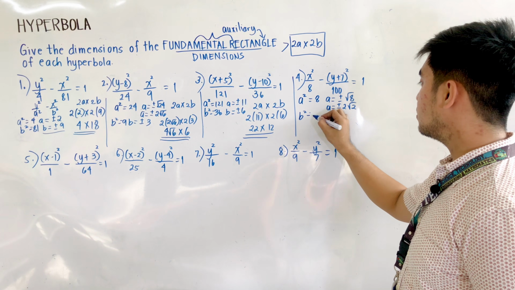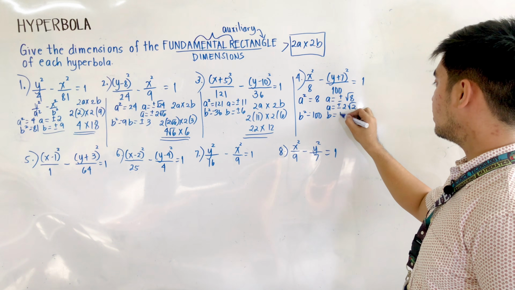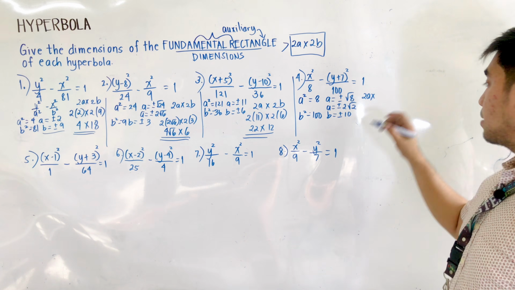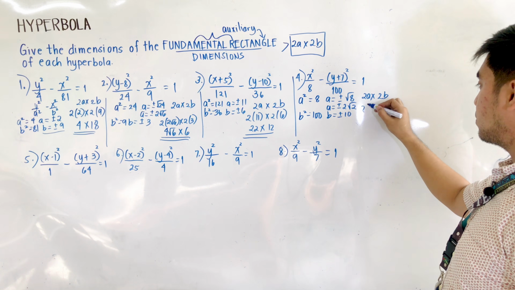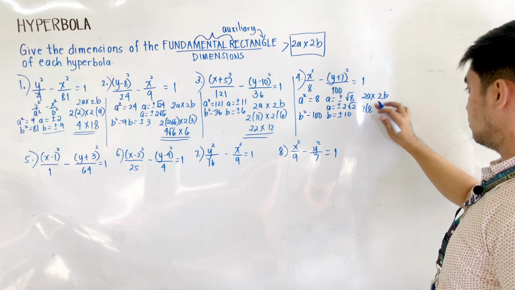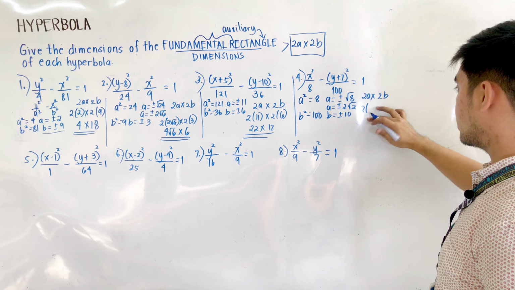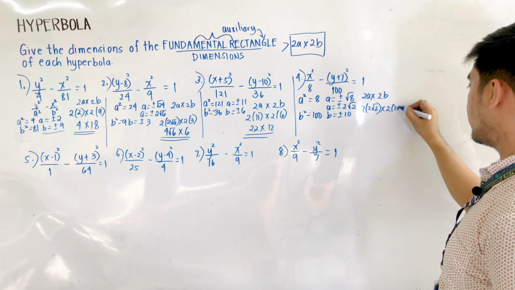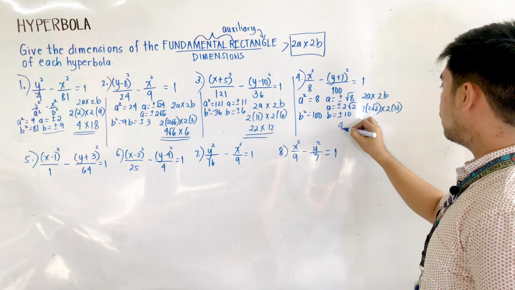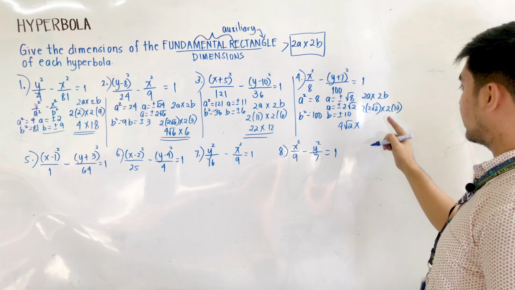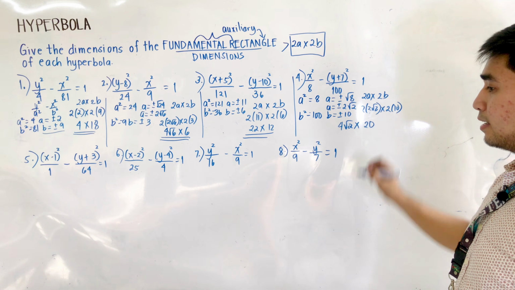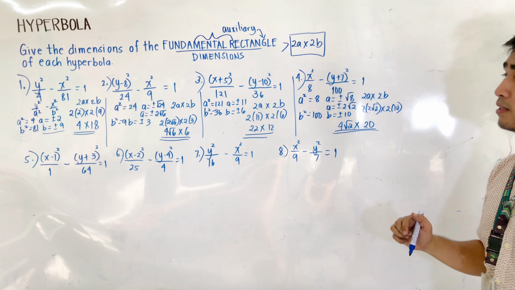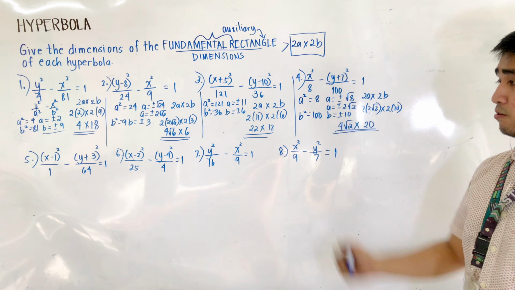And b squared is equal to 100. Square root of 100 now is plus minus 10. Using the formula of the dimension 2a by 2b, we'll now be having 2 times a, which is 2 square root of 2, by 2 times b, which is 10. Therefore, this becomes 4 square root of 2 by, what is 2 times 10? That is 20. And this is the dimension of the fundamental rectangle given this equation.